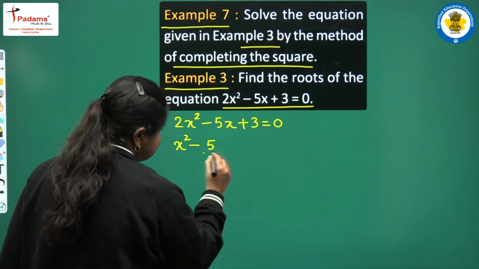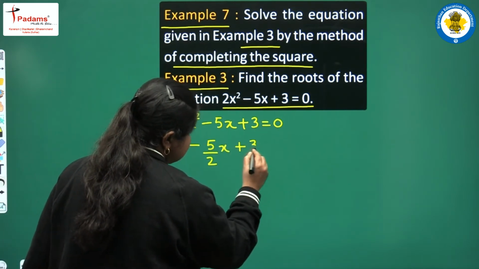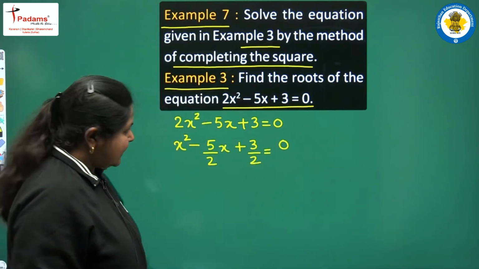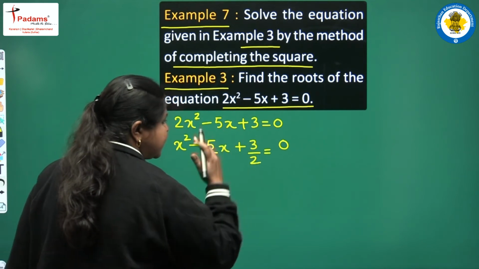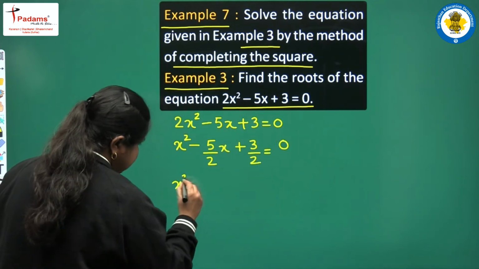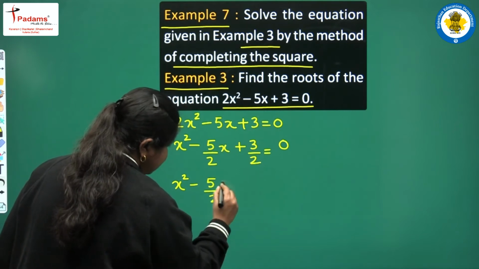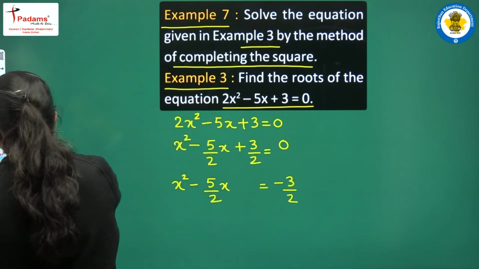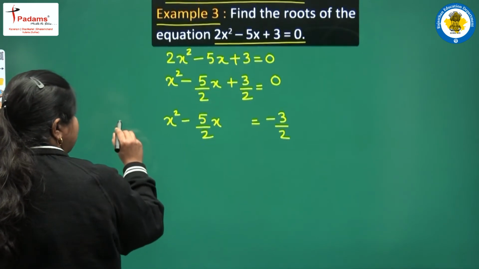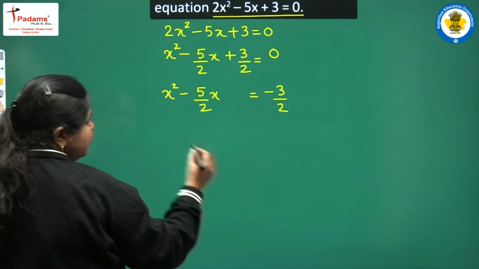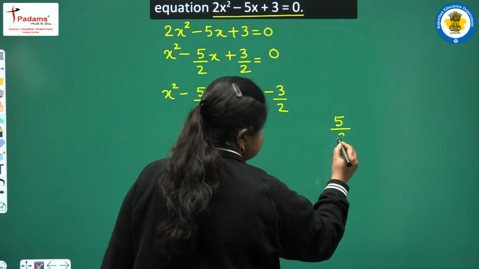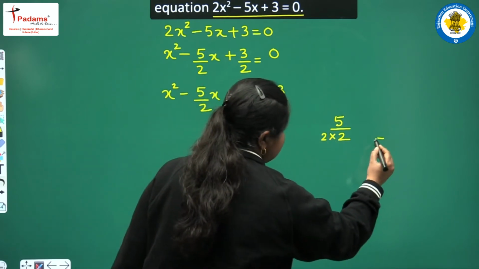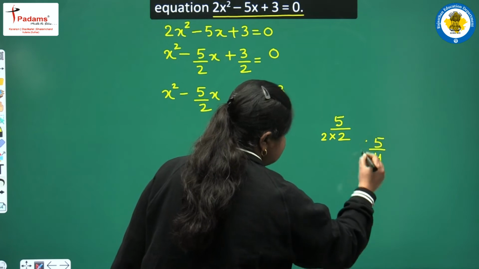Then we have minus 5 by 2x plus 3 by 2 equal to 0 upon 2 will be 0, so a 0 here. Second step, take this constant to the RHS. तो हमारे पास बचेगा x square minus 5 by 2x equal to minus 3 by 2. Then the important step, take the coefficient of x. It is 5 by 2. इसका हाफ करेंगे. कैसे? Take 1 2 in the denominator. दिस विल बिकम 5 by 4 और फिर हम इसका करेंगे स्क्वायर.